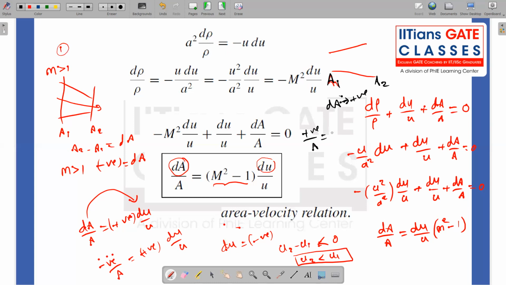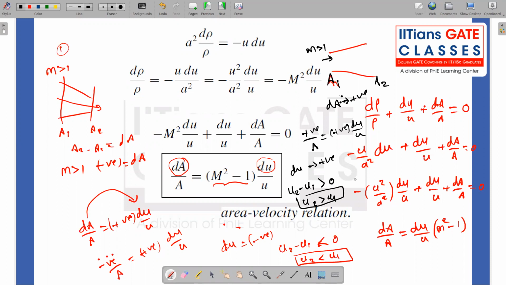That is what we are treating now. So for supersonic entry, M is greater than 1. So M² − 1 is positive times du by u. If this is positive, that means du has to be positive to make the left hand side positive. That means u2 minus u1 is greater than 0, or u2 is greater than u1.